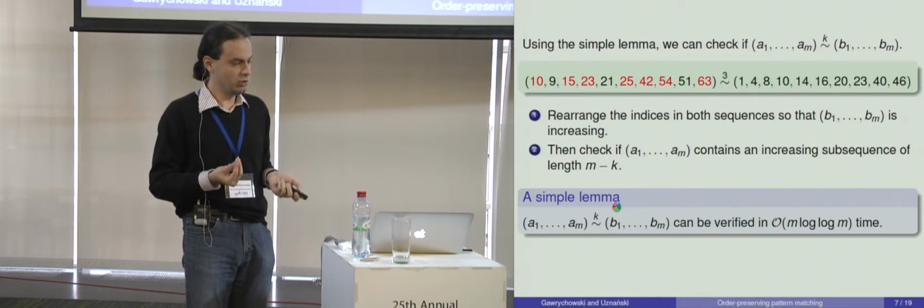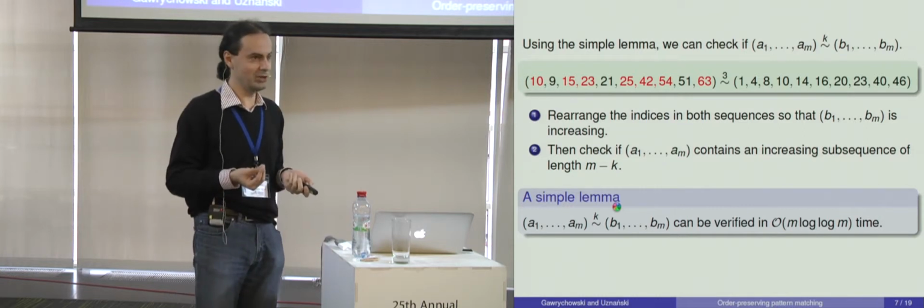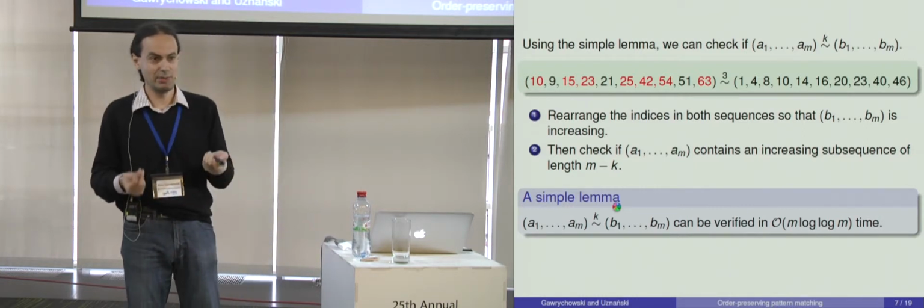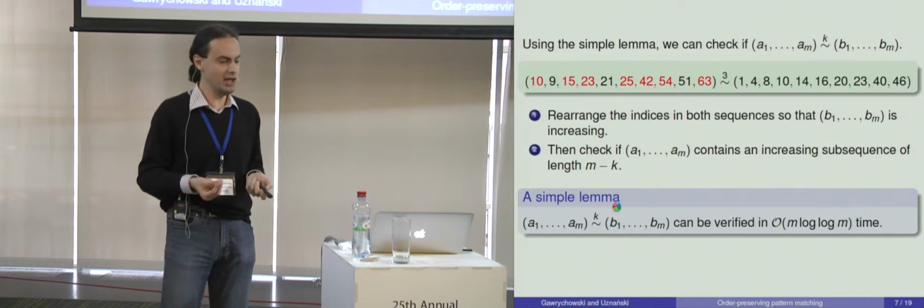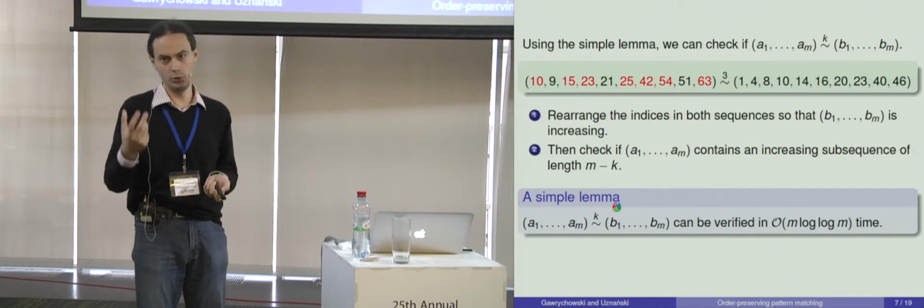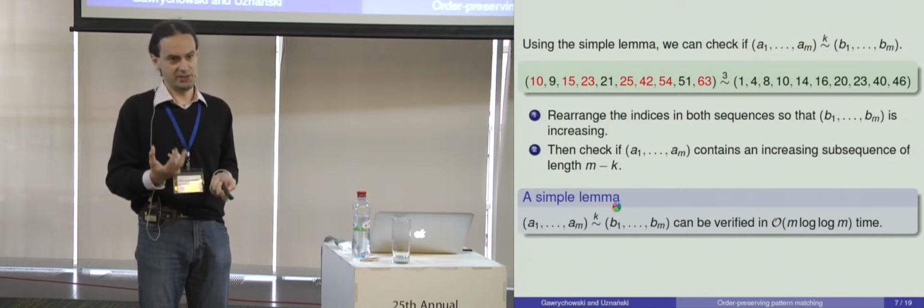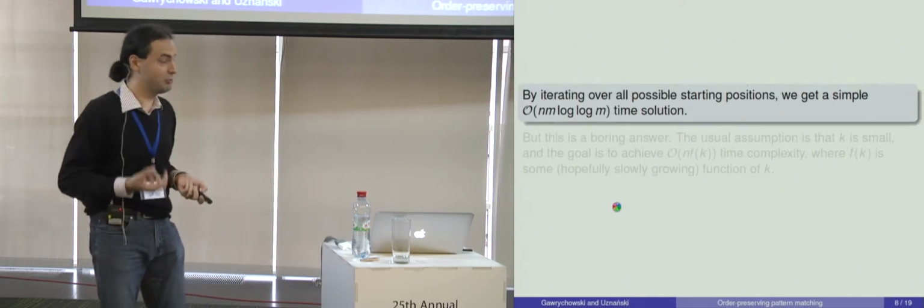Depending on your model of computation, it's either m log m or maybe m log log m if you like van Emde Boas trees and things like that. But anyway, it's close to linear. So that's easy. Checking whether two things are matching with k mismatches is easy. OK, but we wanted to solve pattern matching, right?